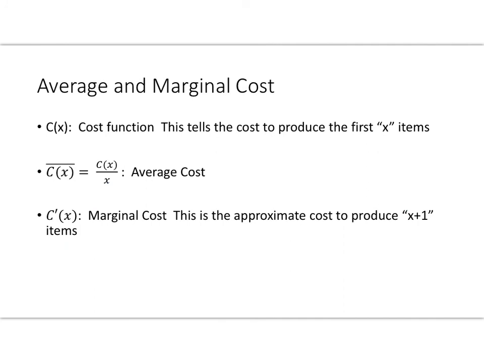Now, besides dealing with velocity, position and acceleration, we can also use calculus and derivatives to deal with average and marginal cost in a business. So C of x would be a cost function, which tells us what the cost is to produce the first x items. C of x with the bar over it is what we call the average cost, and it's just the cost, C of x, divided by the number of items we sold, so it's just finding an average. And then the new one, the calculus part, is C prime of x. The derivative of that cost function is what we call the marginal cost. And this is just the approximate cost to produce exactly one more item, the x plus 1 items.